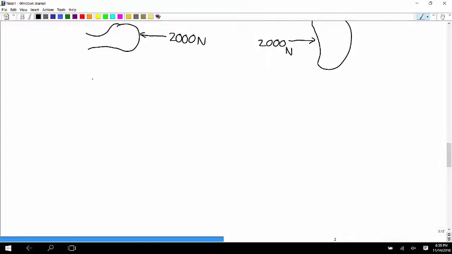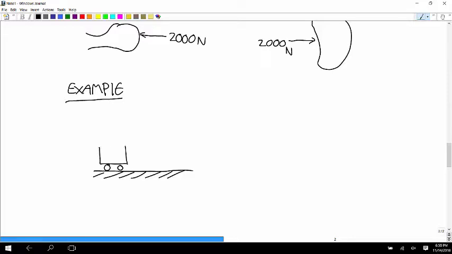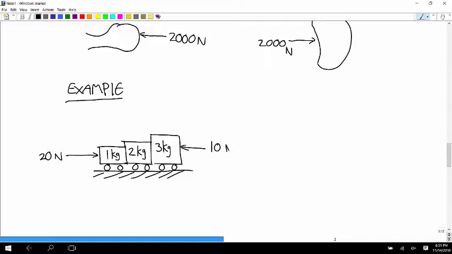Okay, let's do this in a problem or two. Let's say that we have 3 carts in a row. The first one on the left is 1 kilogram, the middle one is 2 kilograms, and then 3 kilograms. On the left of the 1 kilogram cart is a 20 Newton force applied that direction, and on the right of the 3 kilogram cart, there's a 10 Newton force this way.